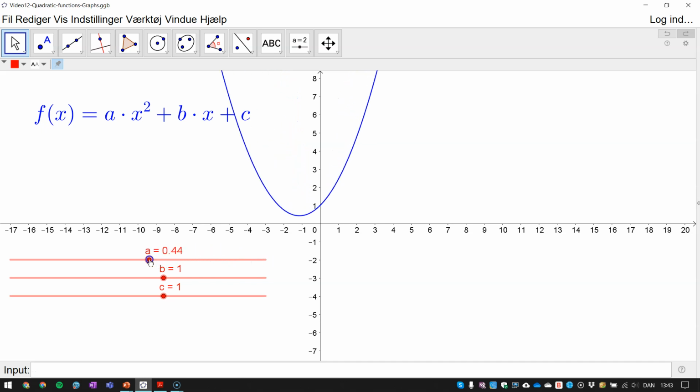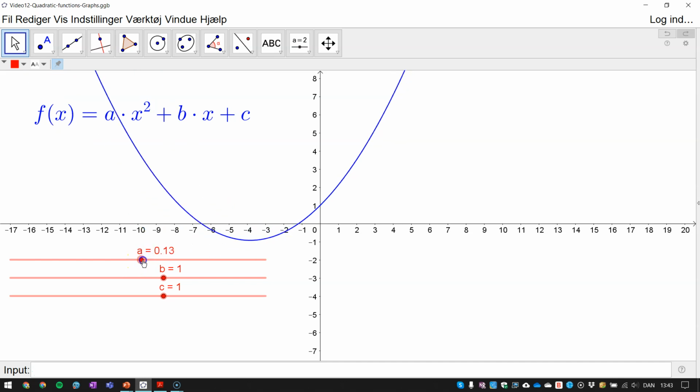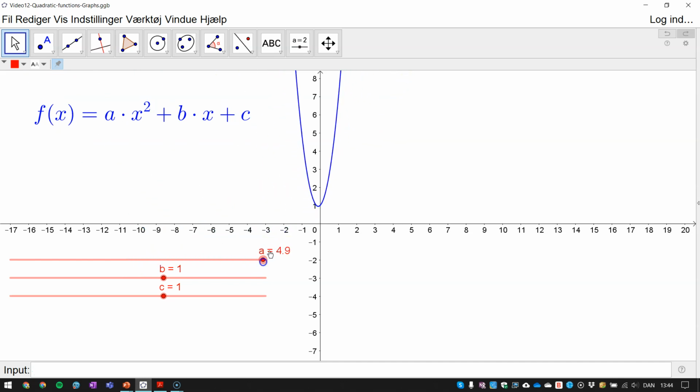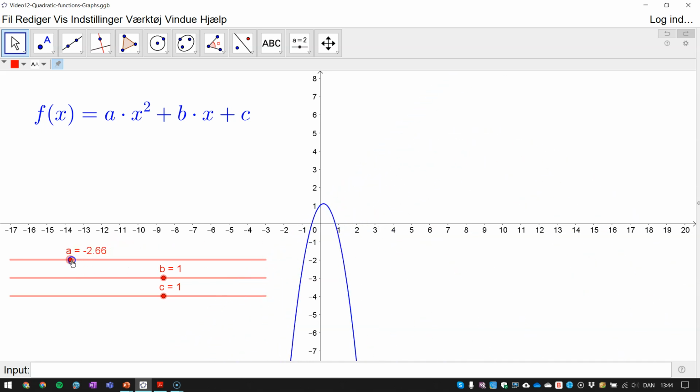If I have a positive number close to 0, you can see that it gets wider and wider and wider. So the closer to 0 we are, the more wide it's going to get, and the larger the number, the more narrow it's going to get. But all the same, if a is positive, it's pointing upwards. If a is negative, then it's opposite, then it's pointing downwards. And again, if I have a negative number close to 0, then it's going to be a wide parabola. If I have a negative number that's a large value, then I'm going to have a narrow parabola.